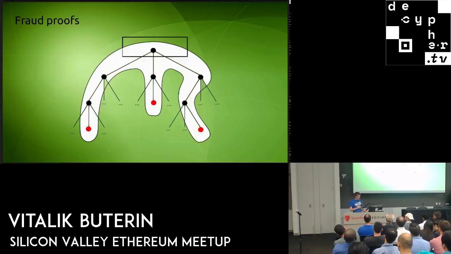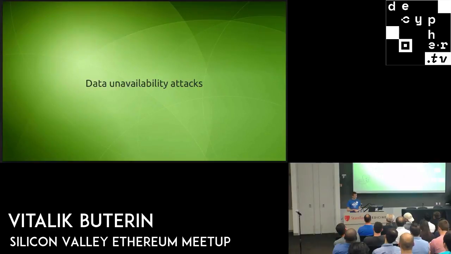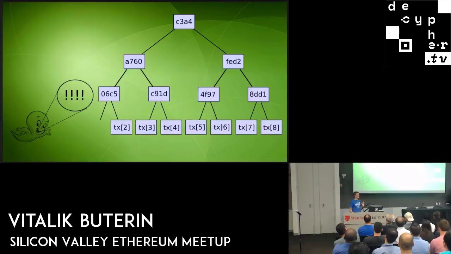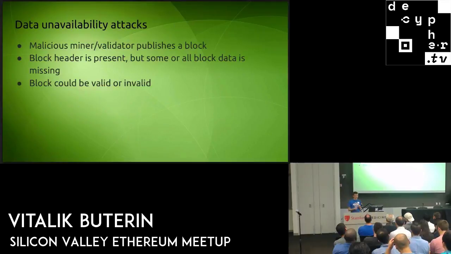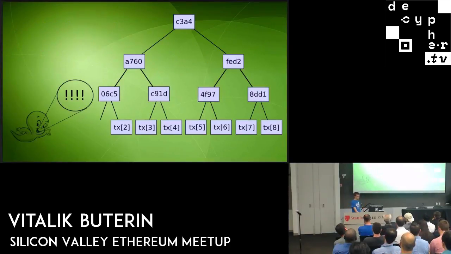Now, this is so far theoretically doable, but there is a problem, and the problem is data unavailability attacks. Data unavailability attacks are basically attacks where a malicious miner publishes a block where the block header is present, but some or all of the block data is missing, right? So you can think of this as being a block that has 8 transactions. Well, the first transaction here could be a valid transaction. It could be an invalid transaction, but whoever published the block is not publishing it, right?